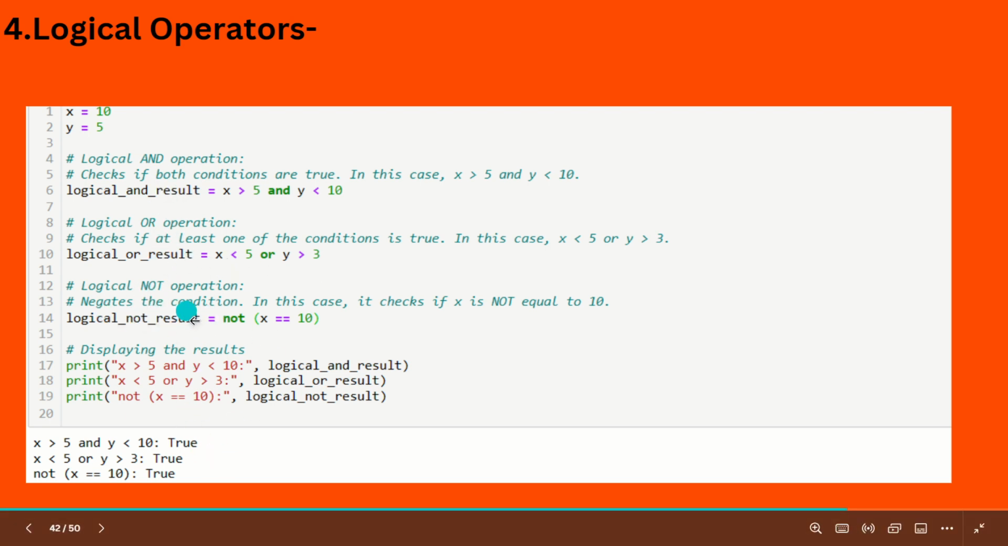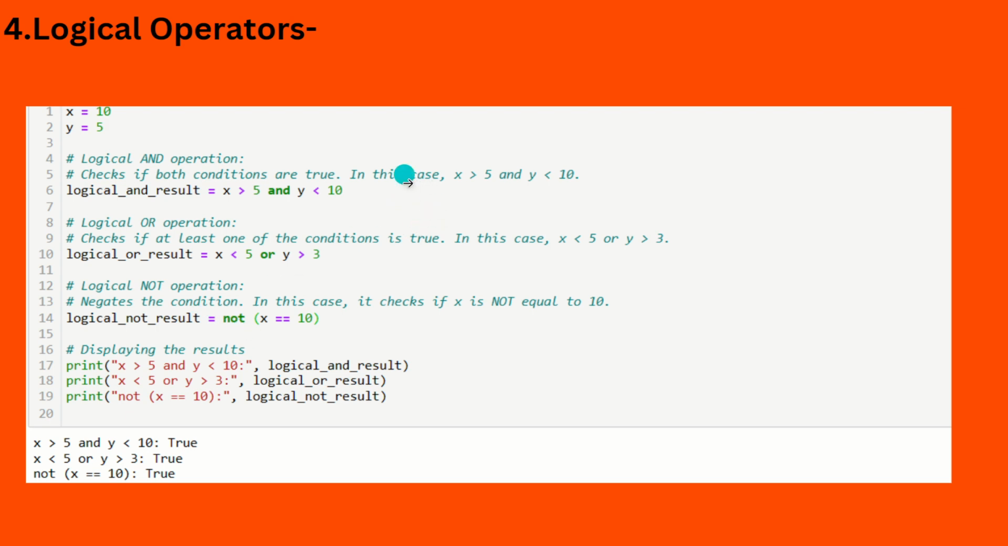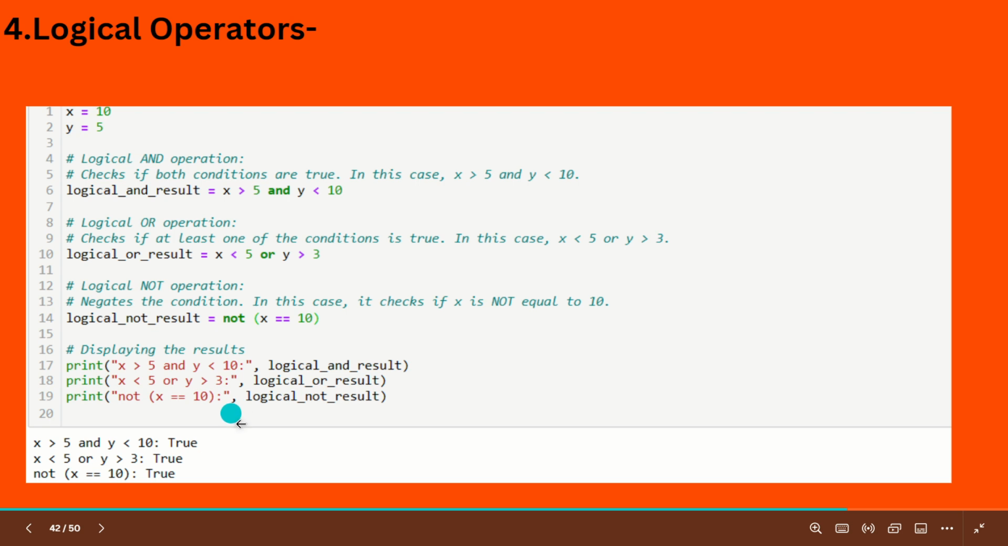Logical NOT. It negates the condition. Negates means if you have 0, it makes 1. If you have 1, it makes 0. Understood? If you have 0, you get the output as 1. If you have 1, you get the output as 0. Here, NOT is a keyword. NOT of x equal to 10. X is 10. In this case, it checks if x is not equal to 10. But x is equal to 10. Correct. Therefore, we get true as the answer.